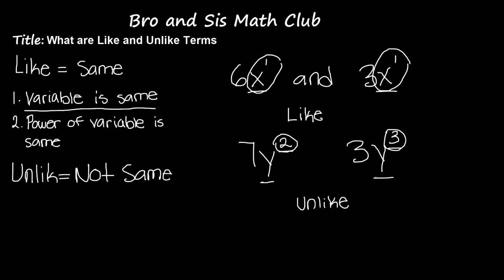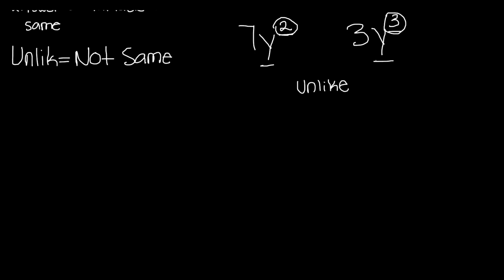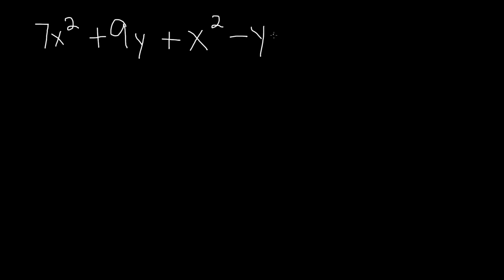Okay. So now let's get into finding like and unlike terms in expressions. Okay, so we have 7x to the power of 2 plus 9y to the power of 1, or we can just write 9y plus x to the power of 2 minus y plus 3y. Okay, this may seem like a really hard expression to solve, but first thing you need to do is find the like and unlike terms. That's what we're going to do now. We're not going to solve it, but just find the like and the unlike terms.